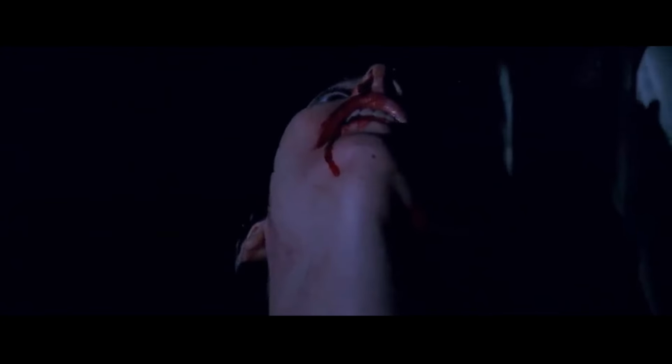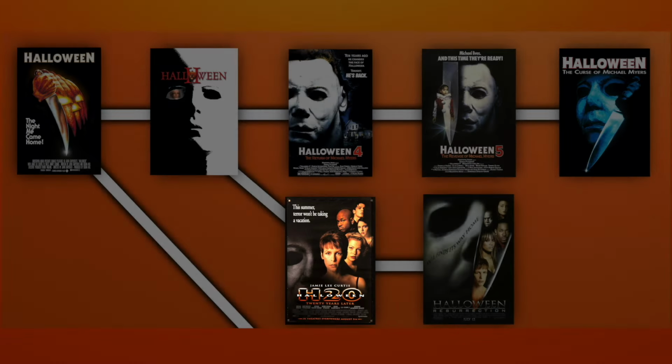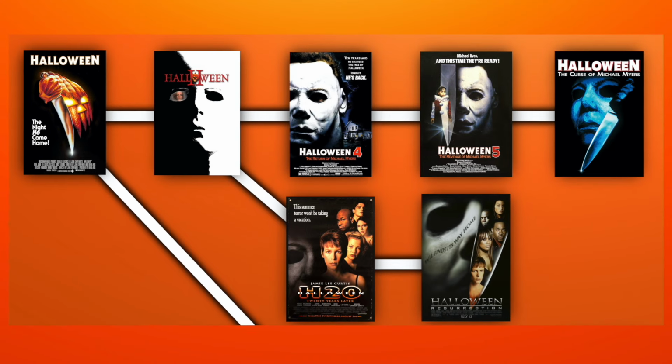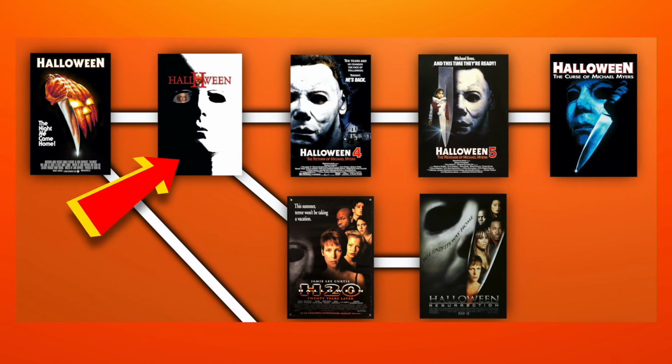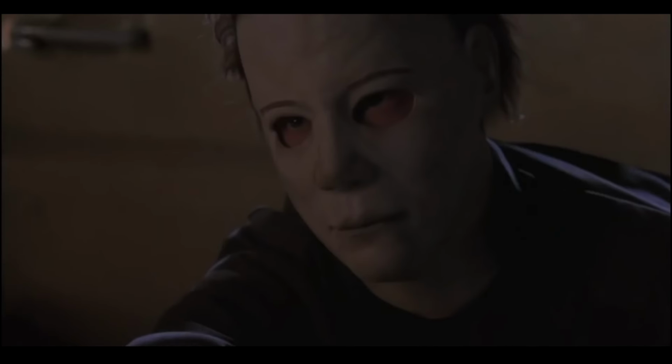But there was originally a scene in H2O where Laurie hears about the death of her daughter, Jamie, which we saw in Curse of Michael Myers, and when Laurie finds out, we see her run out of the classroom and throw up. Anyway, this movie officially takes place on a splintered timeline stemming from Halloween 2, and it ended with Laurie cutting Michael's head off with an axe.